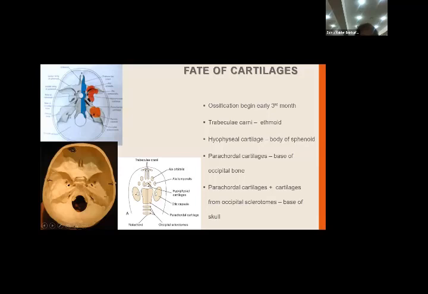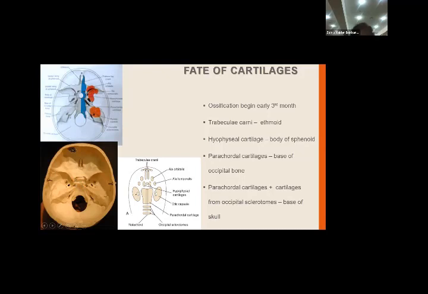Then comes the hypophyseal cartilage. Immediately posterior to it is the hypophyseal cartilage, approximately this one. The hypophyseal cartilage develops into the body of the sphenoid. This part.